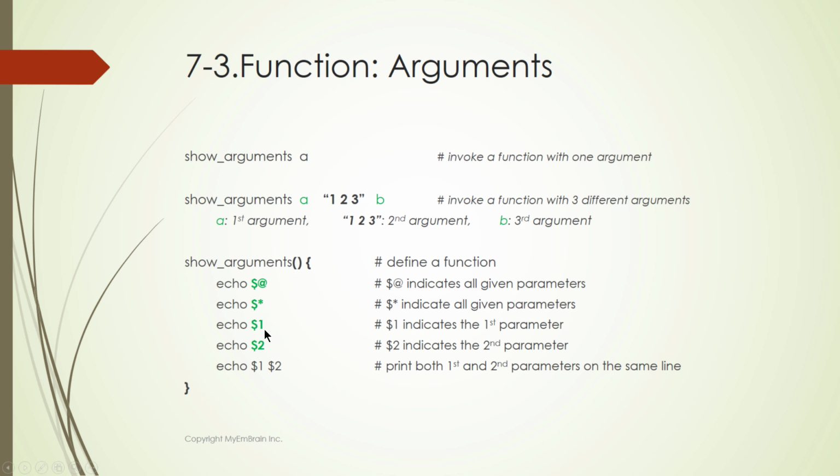Then, to access the first positional parameter that is passed into a function, we use $1 or $2 to access the first and second positional parameters. Let's try out what we just learned in the lab. See you there.